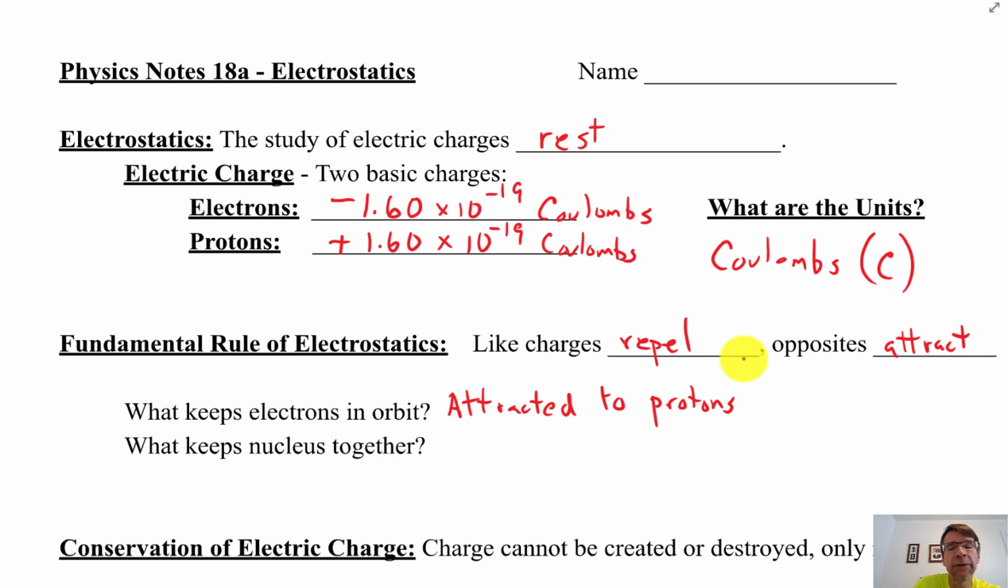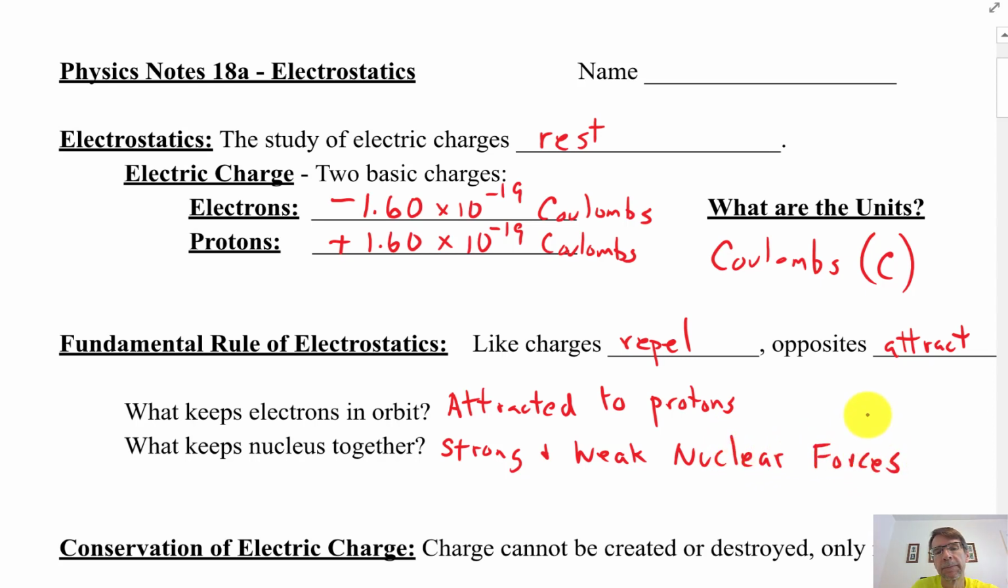So what keeps the nucleus together? Some forces that are actually stronger than the electrostatic force of repulsion. We just call that the strong and weak nuclear forces. And we're not going to calculate those. I'm just saying those because it's just to be an educated person here. So strong and weak nuclear forces keep it together because otherwise the electrostatic force wants to blow it apart.